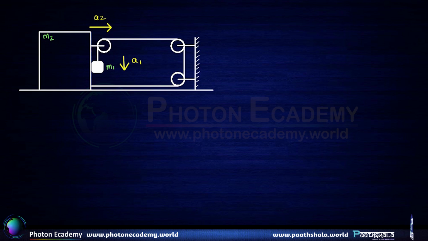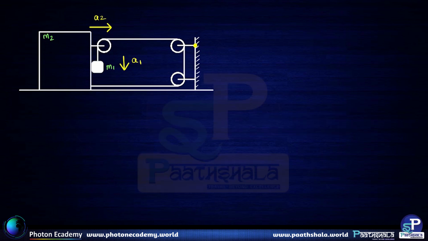A1 acceleration can be measured from this particular rigid support, or you can say this particular point, and A2 acceleration can also be measured from this particular point. That way both the accelerations are measured from a rigid support. So this point is fixed with respect to this point. So you can say that A2 acceleration is being measured with respect to this particular line.